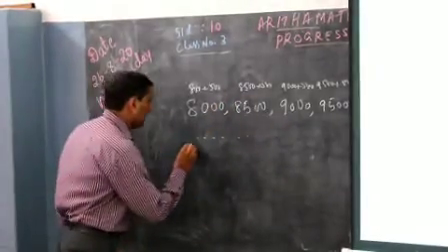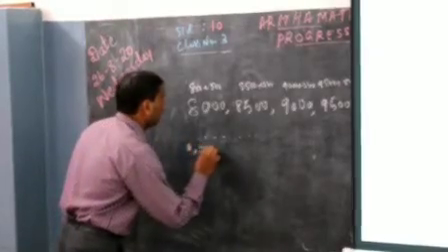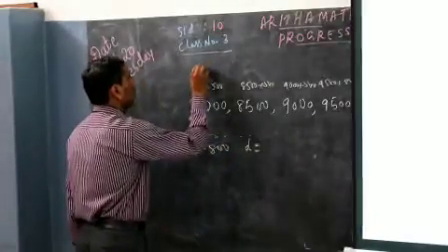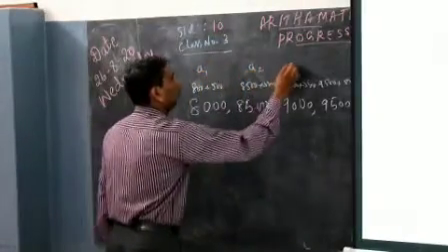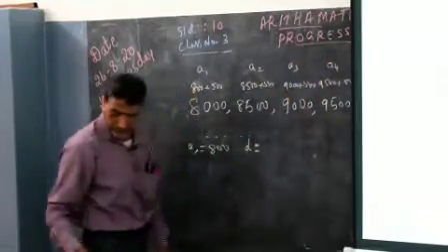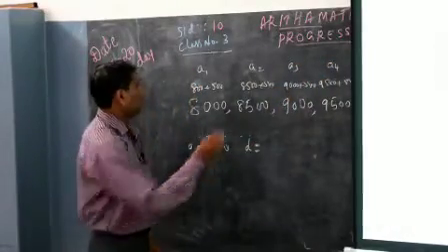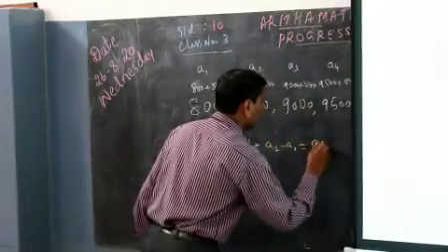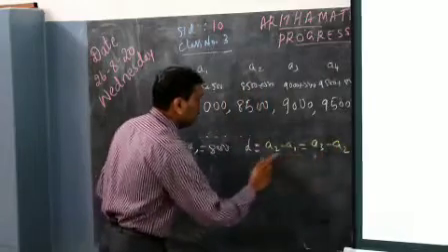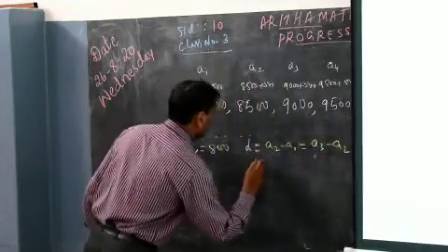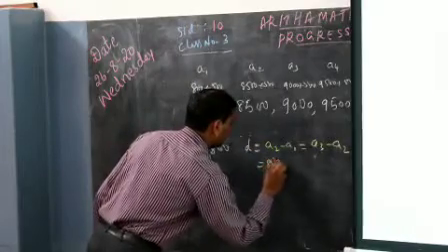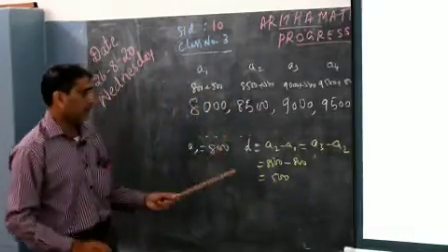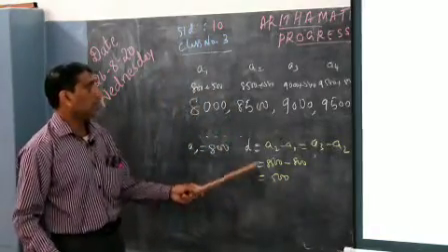What is the first term? The first term A is equal to 8,000 rupees. What is the common difference? Look at A1, A2, A3, A4. The common difference is A2 minus A1, which is also equal to A3 minus A2, the difference between any two consecutive terms. The second term 8,500 minus 8,000 gives 500. That 500 rupees keeps on being added every year as an increment. So 500 is the common difference here.